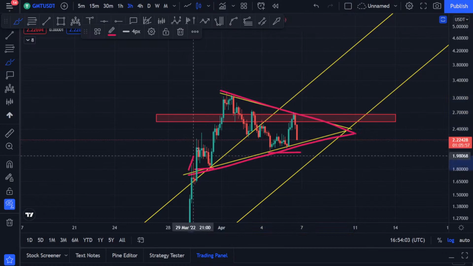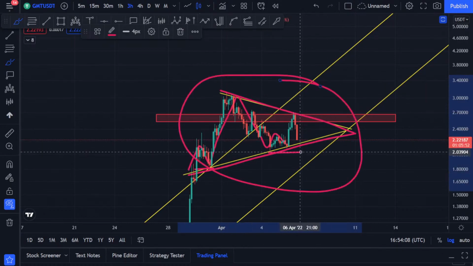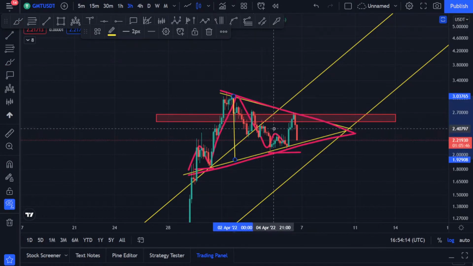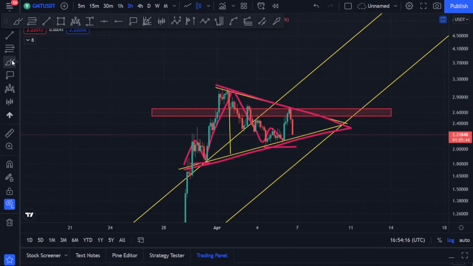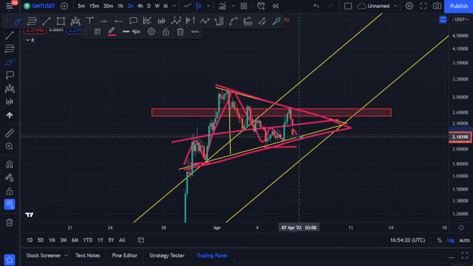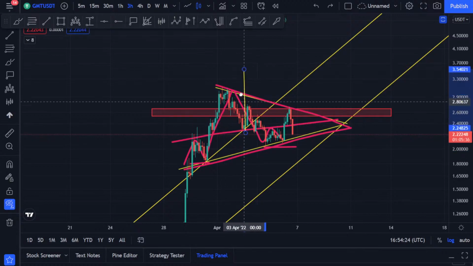Now in this pattern within the symmetrical bullish triangle, it's still making a bearish pattern, which is this head and shoulder pattern. We had this break over here. It broke the resistance level, but it has come back in it. So wherever the breakout would be, this is going to be the price target.